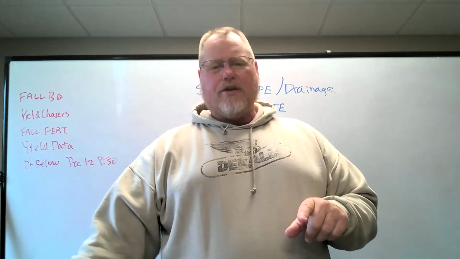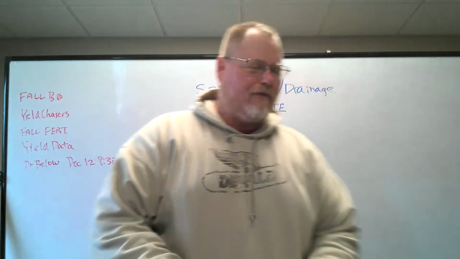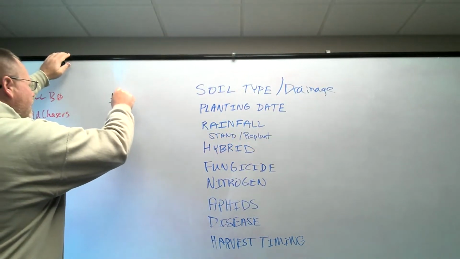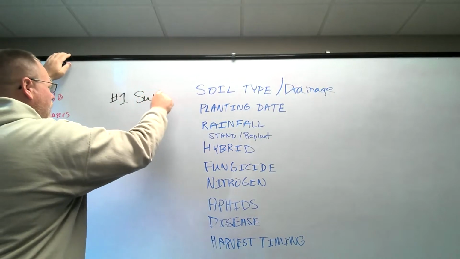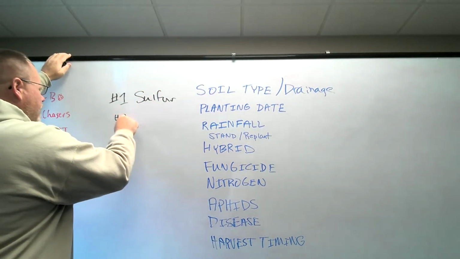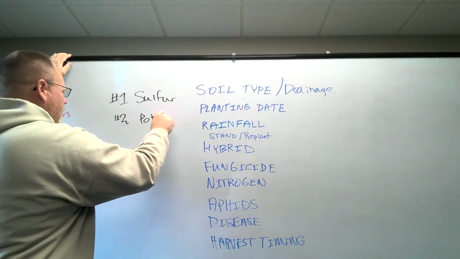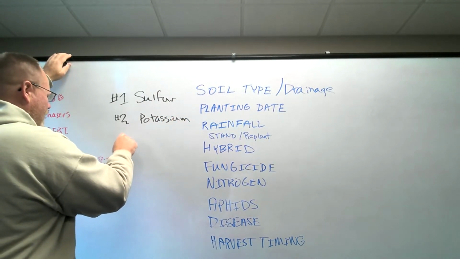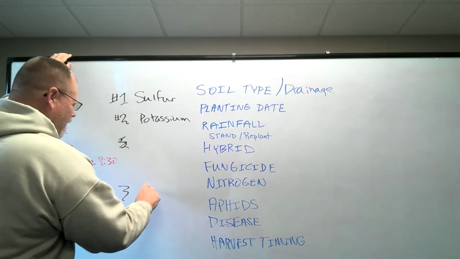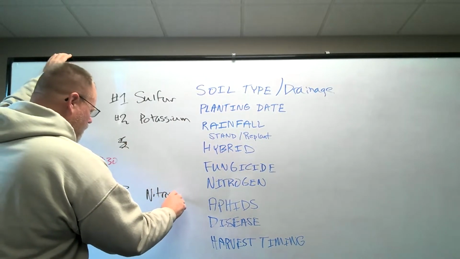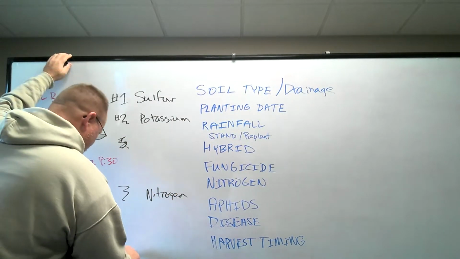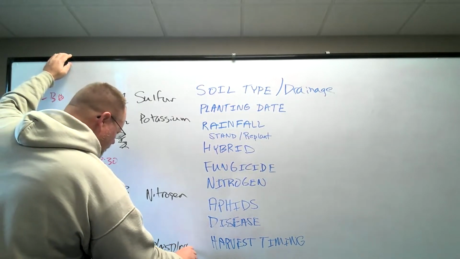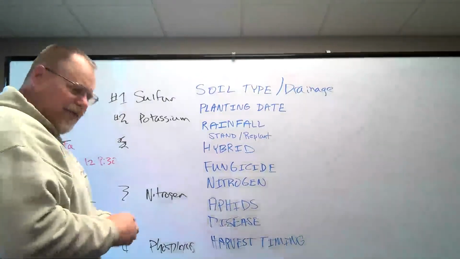So what nutrients do I get tired of looking at deficiency symptoms on? Number one is sulfur. Number two is potassium. A distant third would be nitrogen. And then a distant fourth would be phosphorus. I mean, it's pretty rare that I see a phosphorus deficiency.